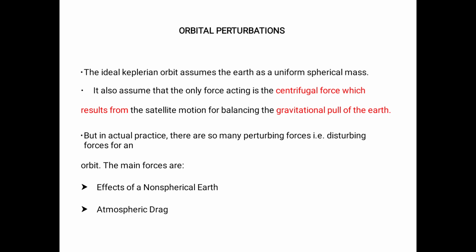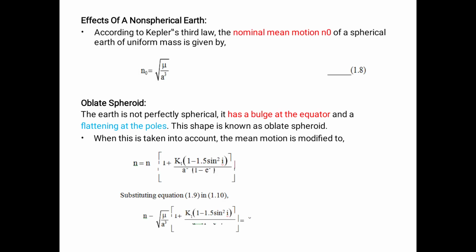Orbital perturbation. The ideal Keplerian orbit assumes the Earth as a uniform spherical mass. It is also assumed that the only force acting is the centrifugal force, which results from the satellite motion, balancing the gravitational pull of the Earth. But in actual practice, there are many perturbing forces, disturbing forces for an orbit. The main focus is on the effect of the non-spherical Earth and atmospheric drag.